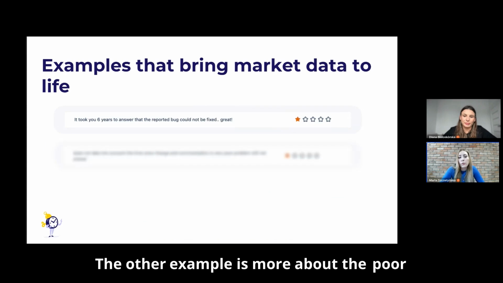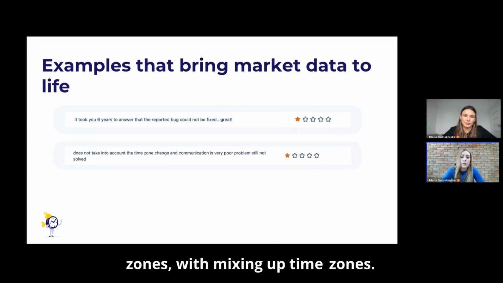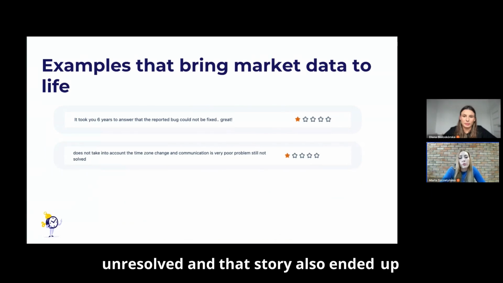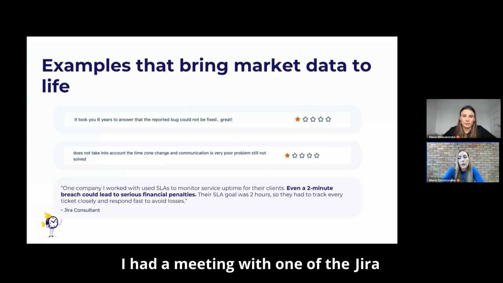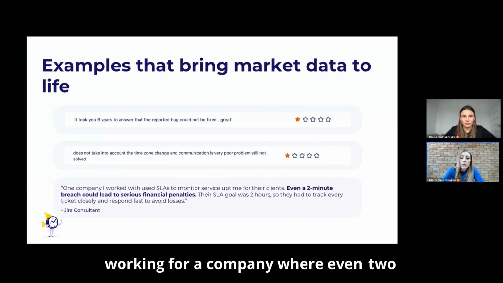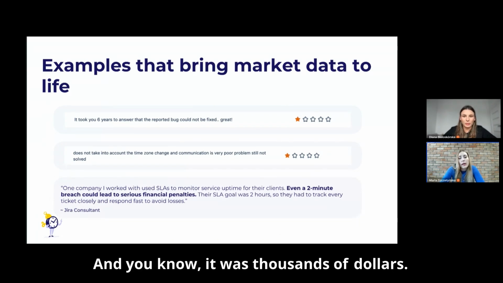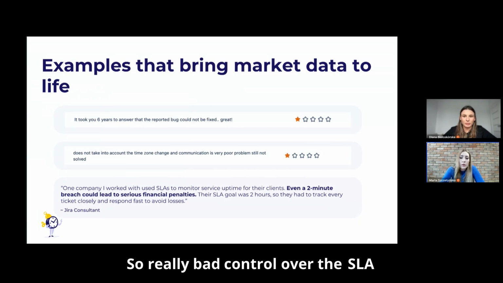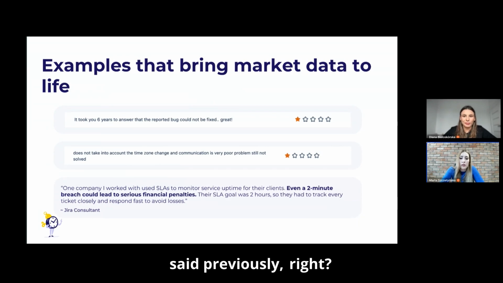The other example is more about poor communication and problems with mixing up time zones. And of course, the ticket was left unresolved, and that story also ended up with a one-star review. And the last example is from our interviews. I had a meeting with one of the Jira consultants, and he told us that he was working for a company where even a 2 minutes breach could lead to serious financial penalties. And it was thousands of dollars. So really, bad control over SLA management doesn't stay hidden. It can damage your reputation and also have financial consequences, as we said previously, right?